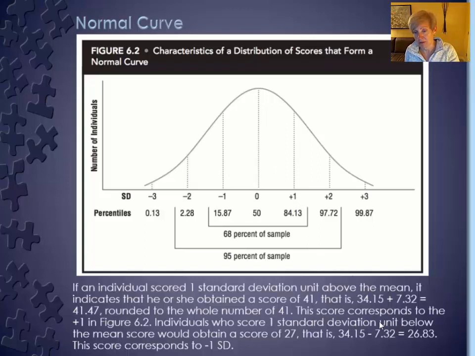They also give the example where they take 7.32 and they double it, and so then it's 14.64. And then they say, well, if a person has 34.15 and they add the 14.64, that would put them 2 standard deviations above. Or if it's below, it'd be minus 2 standard deviations.